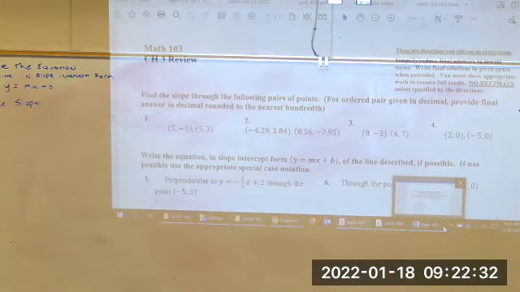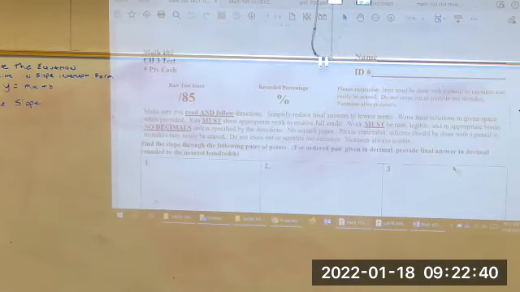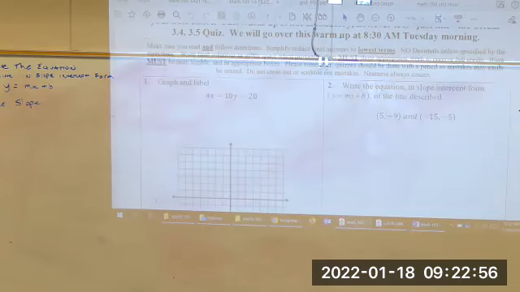Okay? When you compare this review sheet to the actual test, I give you 4 on the review sheet. I'm only going to ask you 3 on the test. No surprises. No surprises. Okay? Showing you. Very transparent. I need the slope.